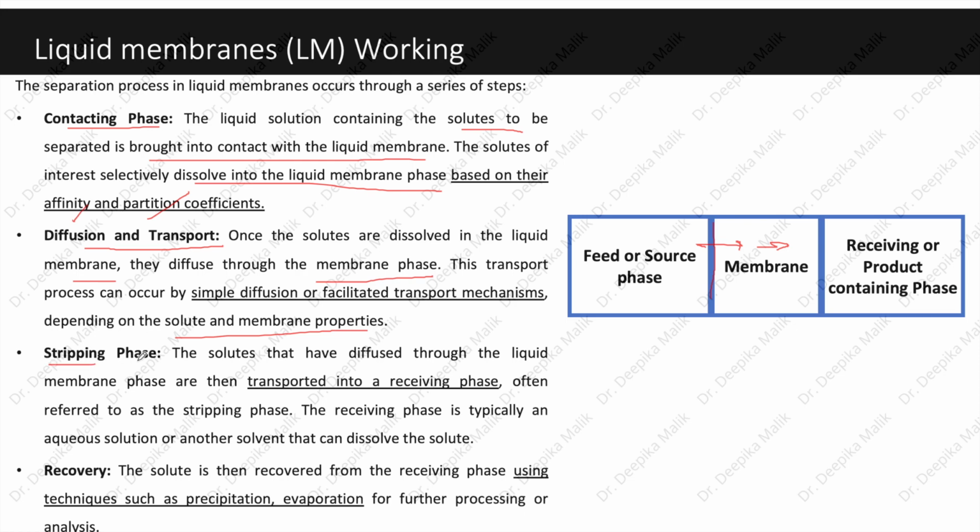Third step is the stripping phase. The solutes that have diffused through the liquid membrane phase are then transported into a receiving phase, often referred to as the stripping phase. The receiving phase is typically an aqueous solution or another solvent that can dissolve the solute.